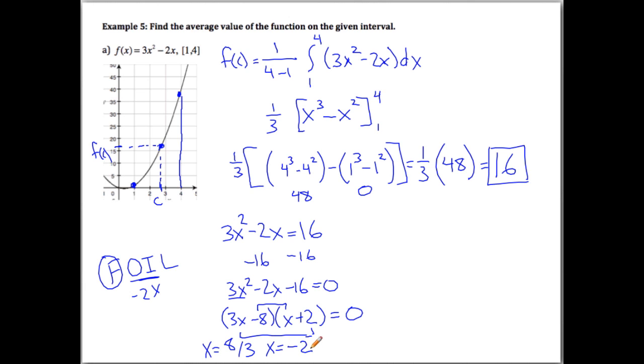So if we wanted to find the value of c, well, which one would it be? Would it be 8/3 or would it be negative 2? Well, negative 2 is not in our interval, so it can't be that one, meaning this has to be 8/3. And if we look, we estimate that that would be just about right, because 9/3 would be 3 right there.